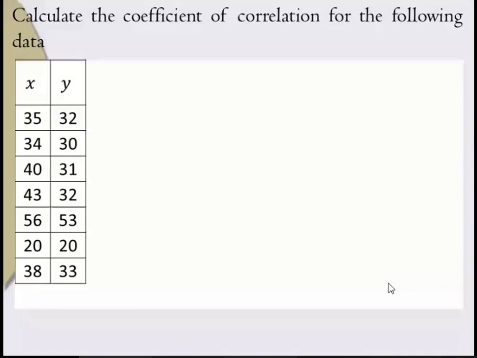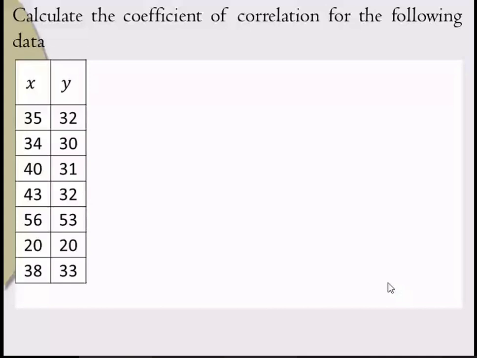Answering the second problem: calculate the coefficient of correlation for the following data. Values of X are 35, 34, 40, 43, 56, 20, 38. Y is 32, 30, 31, 32, 53, 20, and 33. Now again, we want the coefficient of correlation, that is, we want the value of RXY.